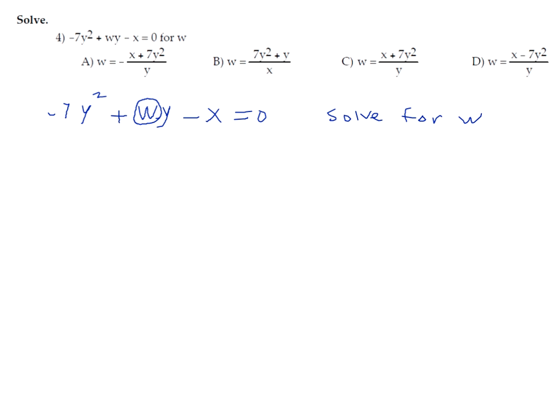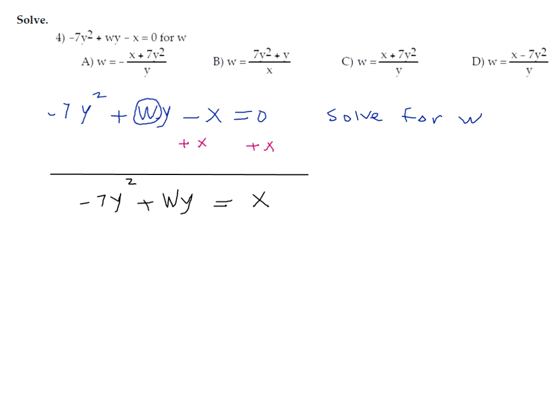So can somebody tell me what do you think would be the first step? Add x, very good. We could move the x to the other side. I can add x to both sides of the equation. That would be one step. Let's do that. So on the left hand side, you get minus 7y squared plus wy is equal to x.